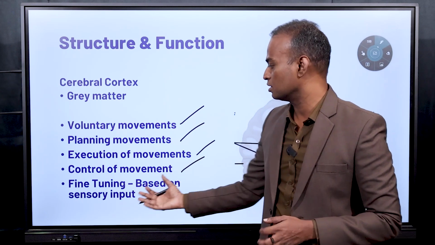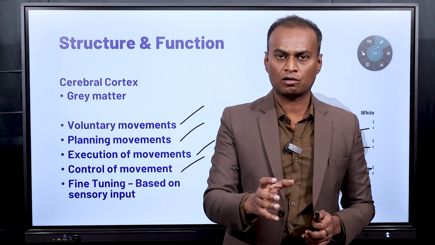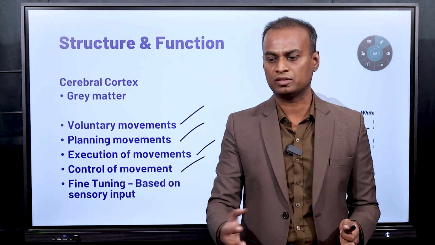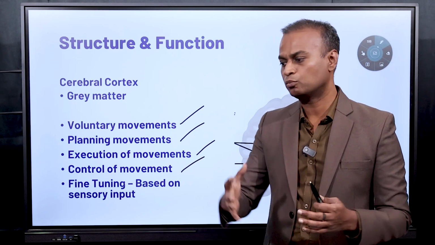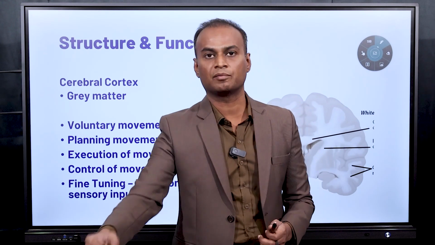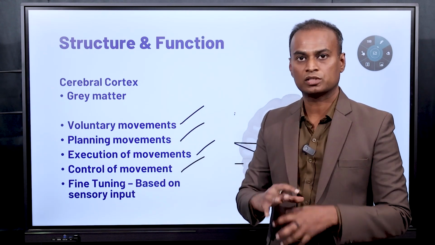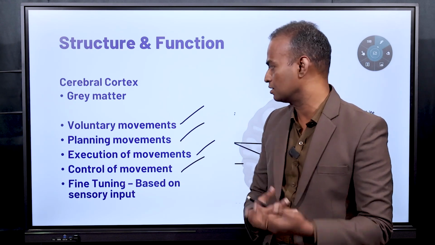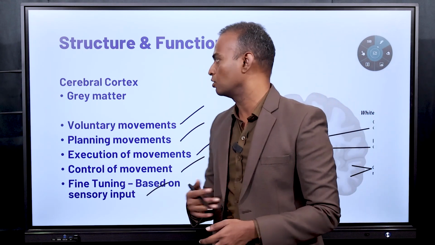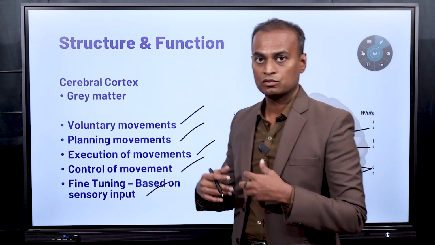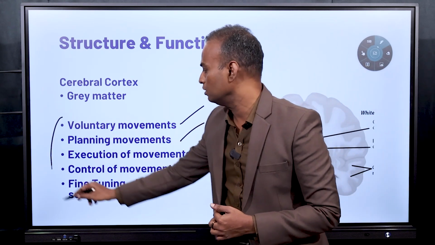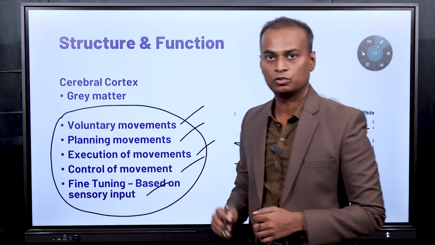Fine tuning based on the sensory input. When I am moving or when I am taking something, there can be fire in between or there can be some chemicals in between. So I will take a lot of sensory input from the surroundings, and if there is a fire, I will move my hand away from the fire and take the pen. So based on the sensory inputs, I can adjust my movements and then take something. All these are controlled by this cerebral cortex. When there is damage to the cerebral cortex, all this will be impaired. That is the important one you need to know.